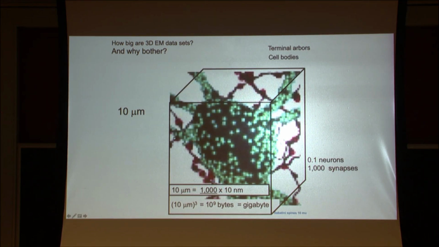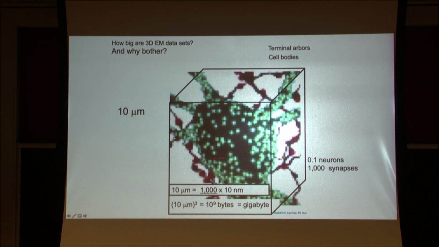Let's go up by a factor of 10. But again, a factor of 10 is a factor of 1,000 in volume. Then we see roughly a cell body. 10 microns is 1,000 times 10 nanometers. That gives you a gigabyte of data at that resolution. This isn't much of a circuit.